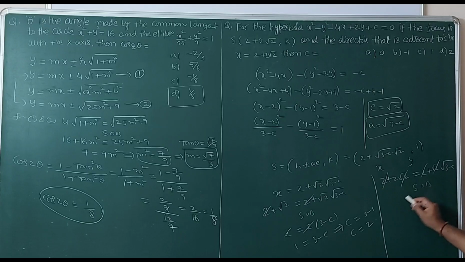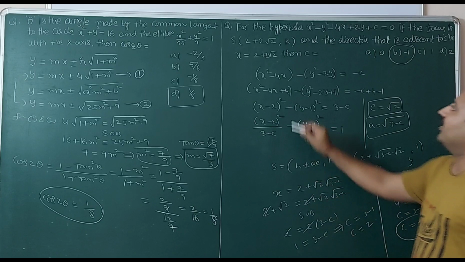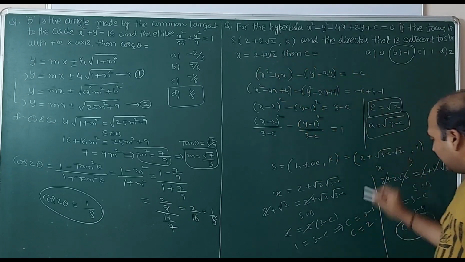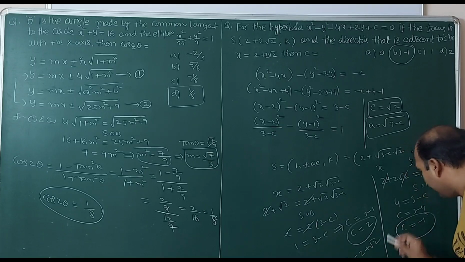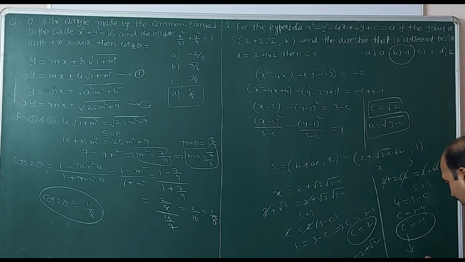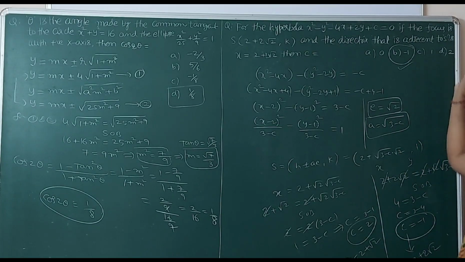Squaring on both sides you will get 2 square is 4, 3 minus c. Minus c we can take this side. 3 minus 4, c is equal to minus 1. This is the right answer actually if x is equal to 2 plus root 2. But according to the question, x is equal to 2 plus 2 root 2, the answer is minus 1.